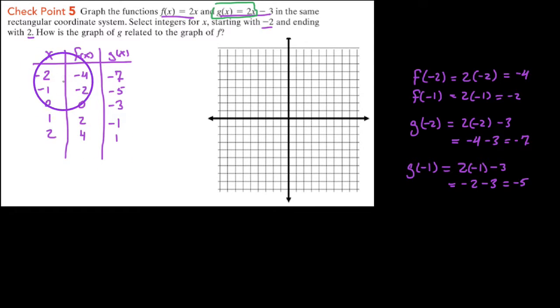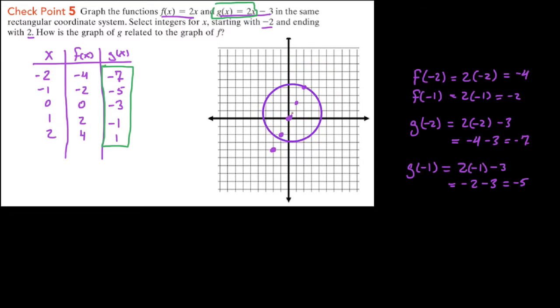So what we're going to do is plot these points here, and I'll plot these ones in green. So I'll put a little green box around it here. We say -2 comma -4, just like when we plotted solution pairs in the past. We'll just throw these on the graph. So we'd say -1 comma -2. It's also in our table of solution values. 0, 0 goes through the origin. We say 1 comma 2 and then 2 comma 4.